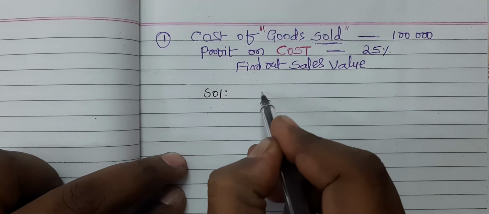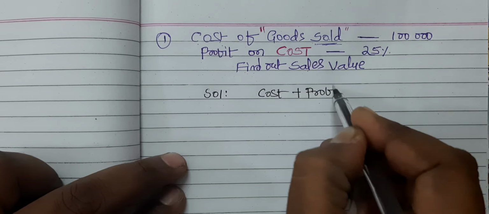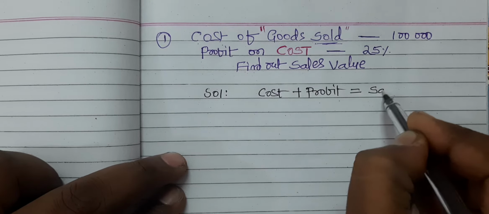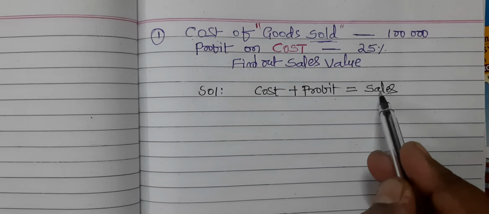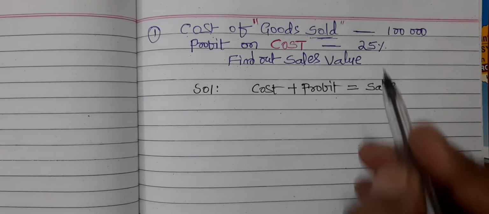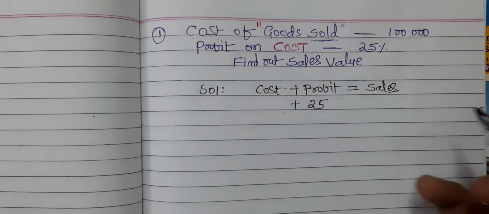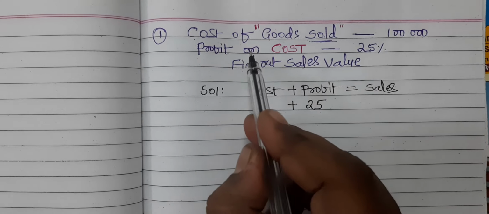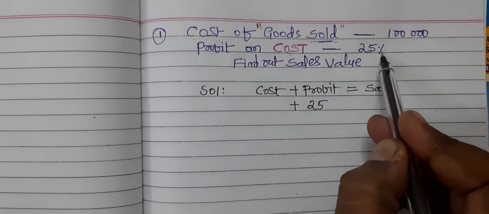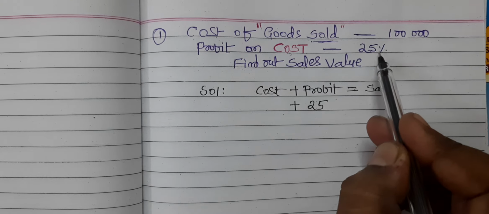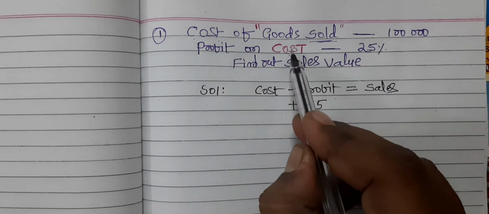I take one small equation: cost plus profit is equal to sales. Now, profit you take as 25 as it is here. Then profit on what? On cost. See, all percentages we measure out of 100. So here we assume cost is equal to 100.